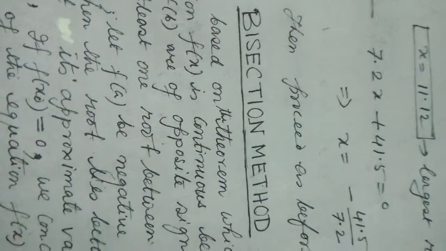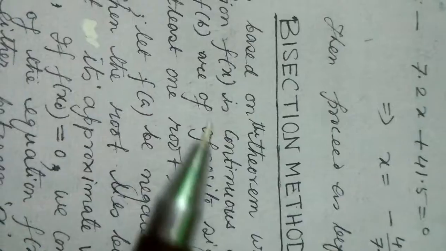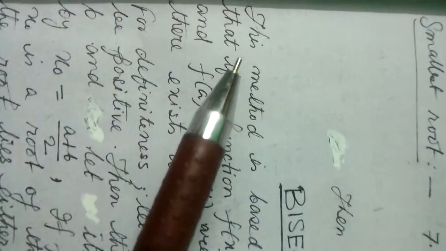The bisection method for finding the real root of an equation. This method, I will show you the total first.